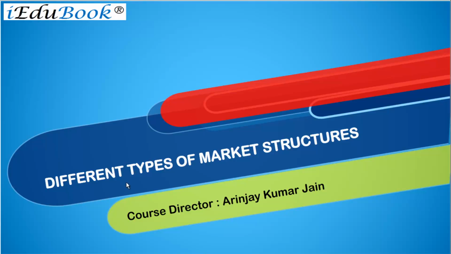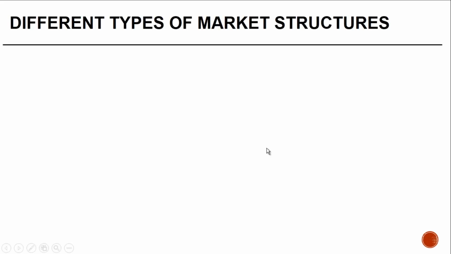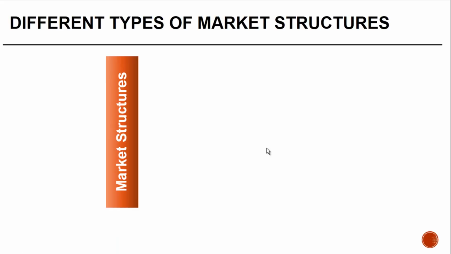Let us understand about different types of market structure which exist. While there could be several criteria to decide what a market structure is, the most important one is how much influence, how much control a particular seller has on the entire market, right? And therefore, this is the criteria which is most often used to decide the type of market structures.